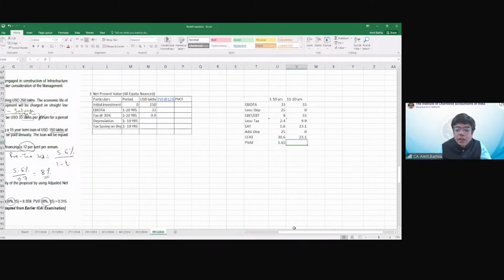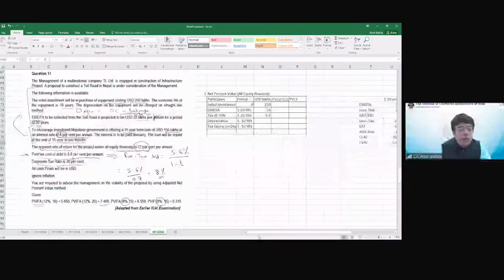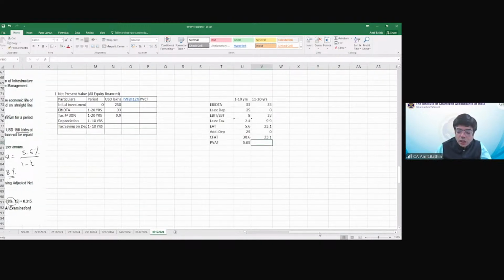And for the 20 years, what is it? You are not given 11 to 20 years, but you are given the factor for 20 years, 7.469, right? So I will say equal to 7.469 minus whatever was the annuity factor for the first 10 years. Okay, and then you multiply this with this, right?